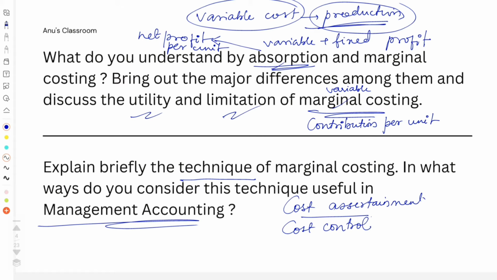Cost control. Marginal cost statements are very easy to understand, as we said, because of the bifurcation of cost into fixed and variable. So the management can exercise much more control over the production cost and thereby affect the efficiency. Under this technique, management can study the behavior of cost at varying conditions of output and sales, thereby exercising a better control over these costs. Then the third point is decision making.